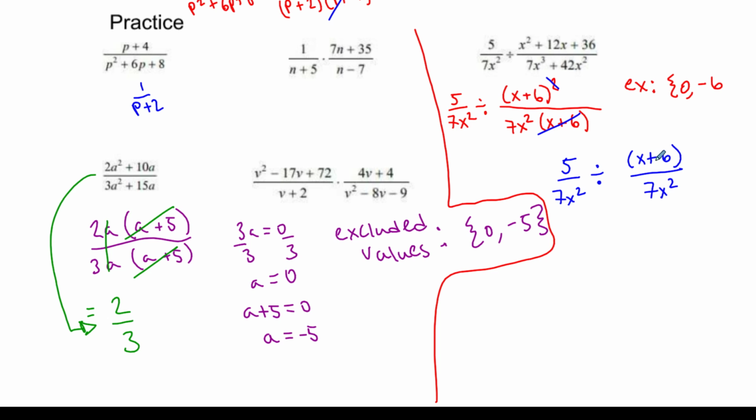Okay, now that we've simplified a little bit, let's flip our fraction and multiply through. So when I divide fractions, I'm going to flip the second one. I think I can write that a little neater for us. Okay, we're going to change this to multiplication. We're going to flip.